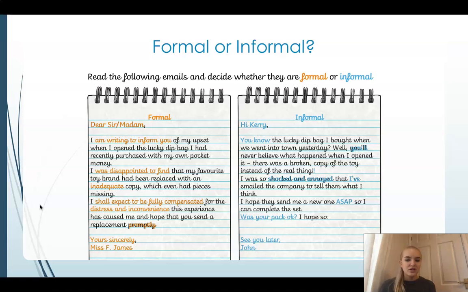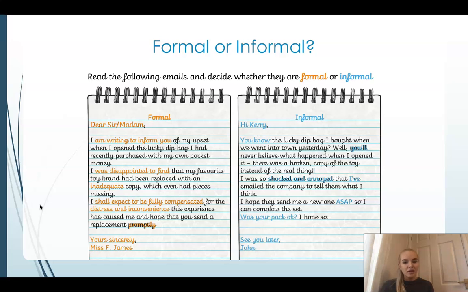Then they go on to write, I am writing to inform you. Now that's really saying what the whole email is going to be about. Whereas if we're writing in an informal way, you might just say, oh, you know the lucky dip bag that I bought when we went into town yesterday? Well, you'll never believe what happened when I opened it. So you can really see the difference here. Even in my tone of voice when I'm saying it, it's a lot different.